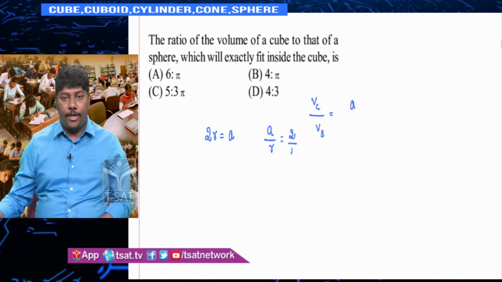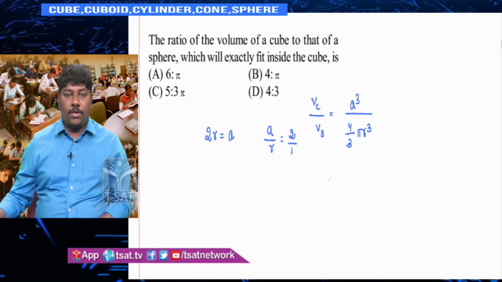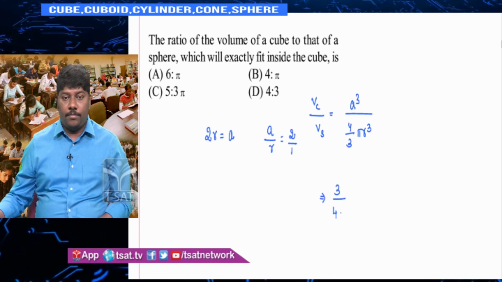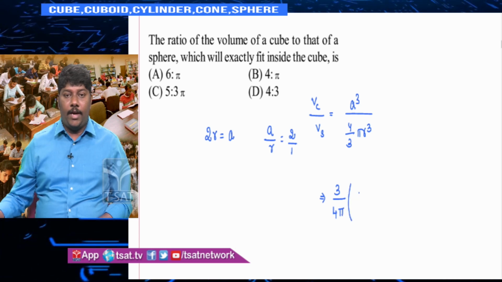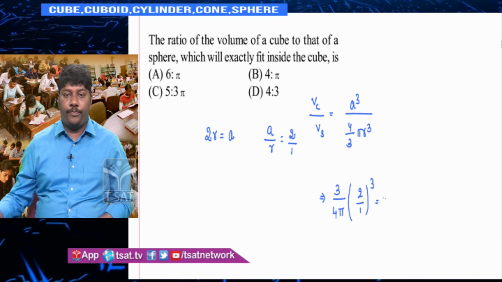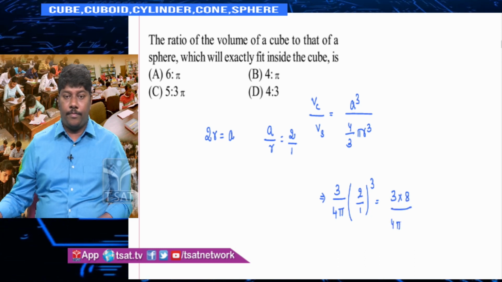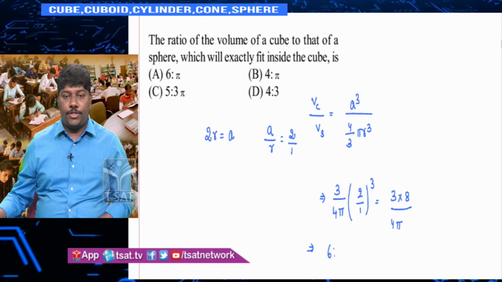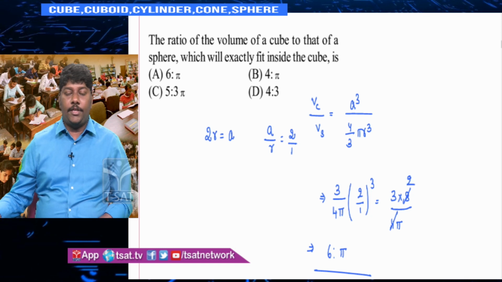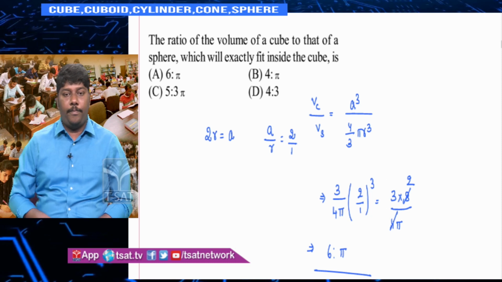Therefore, volume of a cube is A cube. Sphere volume is 4 by 3 pi R cube. The 4 by 3 goes up, then it becomes 3 by 4 pi. You will get A by R whole cube. A by R is 2 by 1 whole cube. 3 into 8. The answer is 6 is to pi. So here 4 ones are, 4 twos are. So numerator is 3 into 2, 6. Denominator is pi. So 6 by pi is the same as 6 is to pi here.